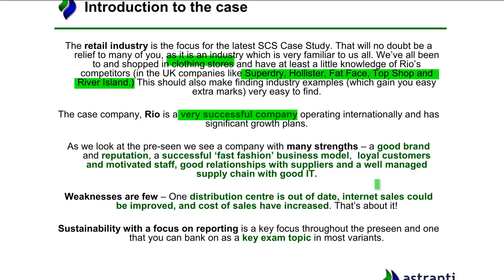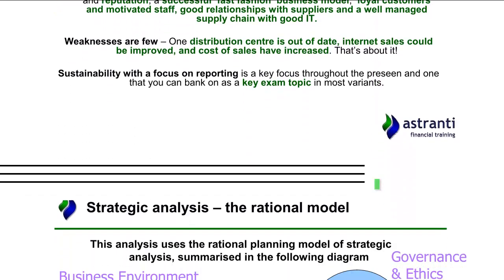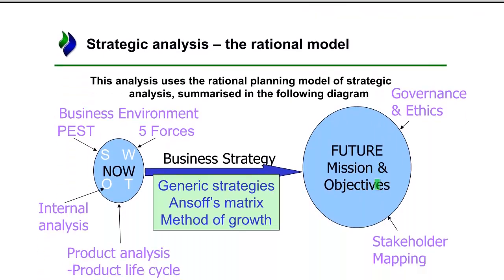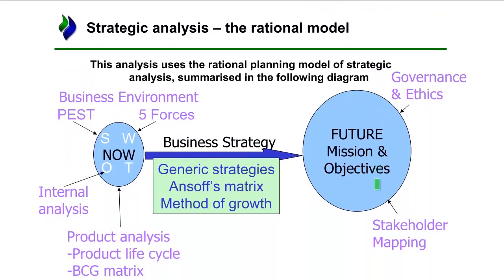They've got a distribution centre that's out of date, and internet sales actually grew quite well, but they're still not as high as they perhaps should be. Cost of sales have just increased, which looks a little bit odd given that they're growing, but not that many weaknesses. One thing that really is key is sustainability, and we'll talk about that as a really key part when we get to the corporate social responsibility section of the case. Okay, so that's Rio in summary, but obviously we've got to get into the specific models themselves. So what we're going to be doing is using the rational model that you learnt as part of your E3 studies.